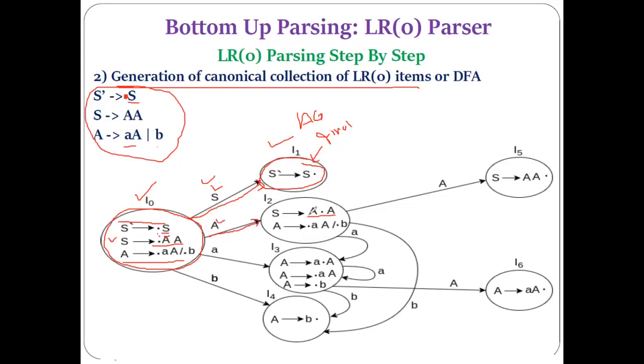We move the dot from the left of this symbol to the right. Now, is the closure operation needed here? Yes, because the dot is present on the left of this non-terminal A. So you have to add the productions related with this non-terminal A. So the productions related with this non-terminal A are nothing but what? A derives dot AA or A derives dot B.